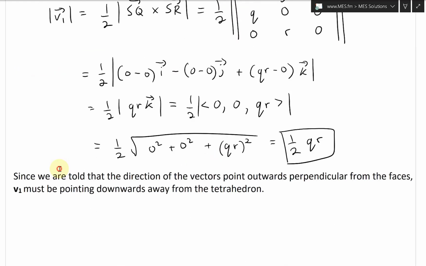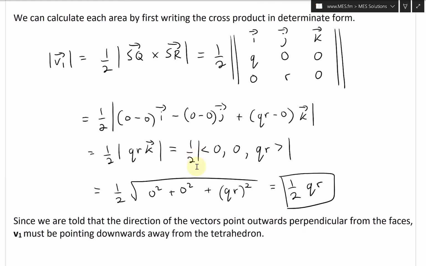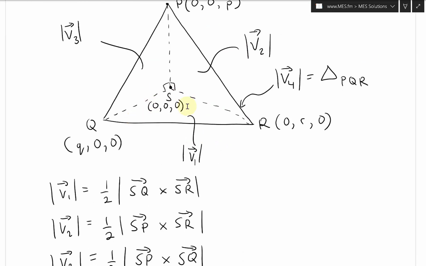And now if you look at the direction, that's what I've written here. Since we are told that the direction of the vectors point outwards, perpendicular from the faces, then the vector v1 must be pointing downwards away from the tetrahedron. So we have our cross product is this, and the length of it is this one here, and we're told again that half the length of that cross product is the length of that vector. So that gives us a clue as to direction. It's going to be on the z component, and notice the face right here, so that's this one, and it's going to be pointing downwards, perpendicular away from the face, downwards like that.